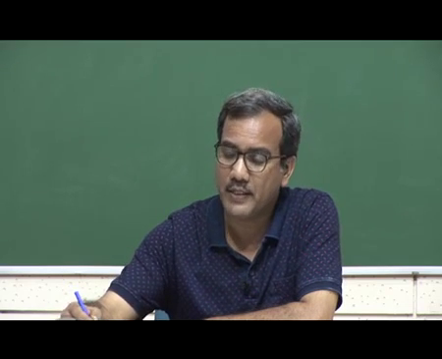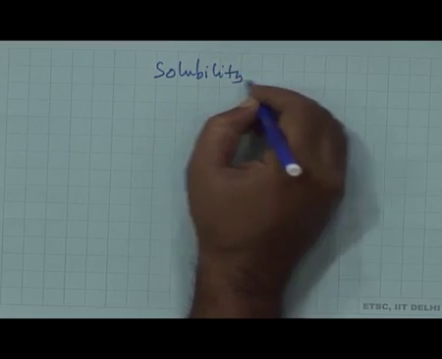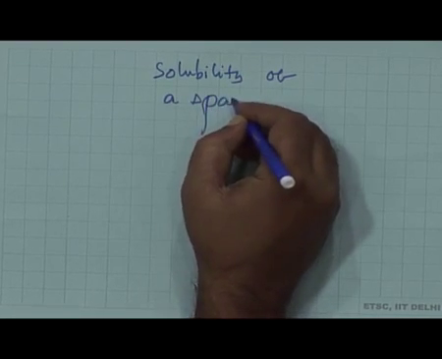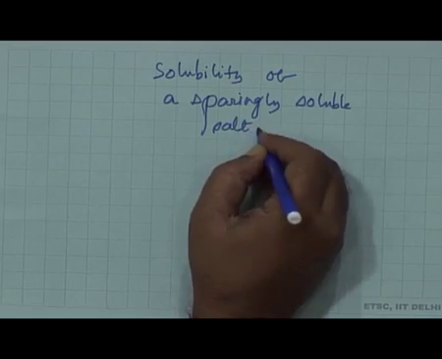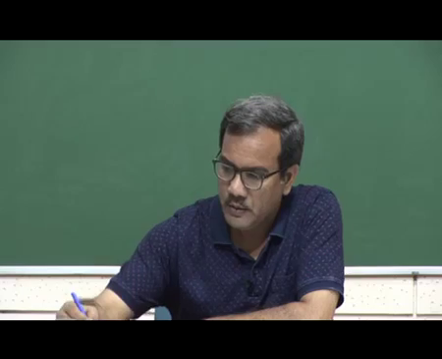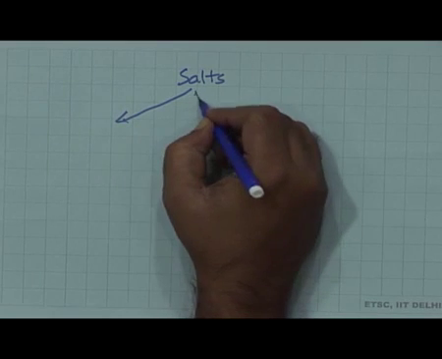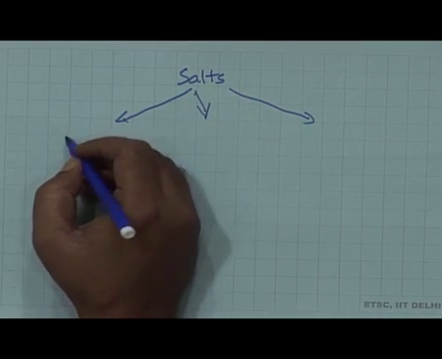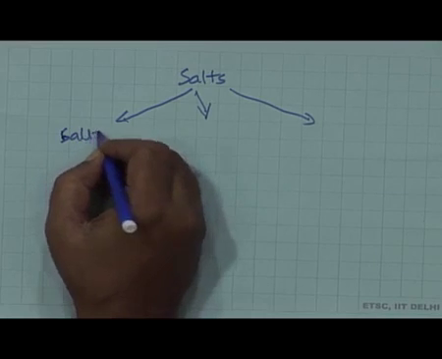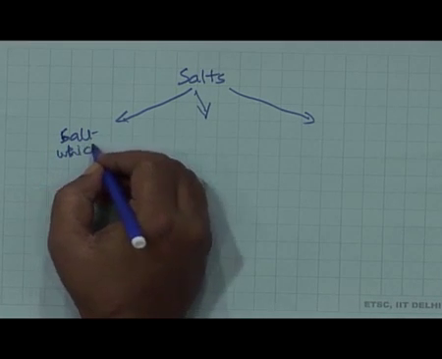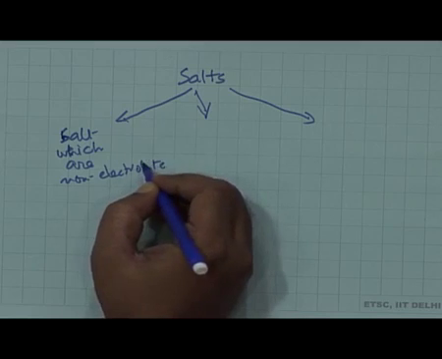The next application of ionic equilibrium is calculating the solubility of a sparingly soluble solid. Salts are of three types. One is soluble but non-electrolyte, which does not break into ions in the solution.